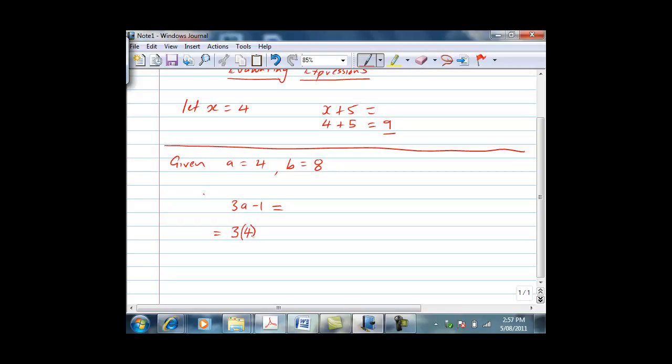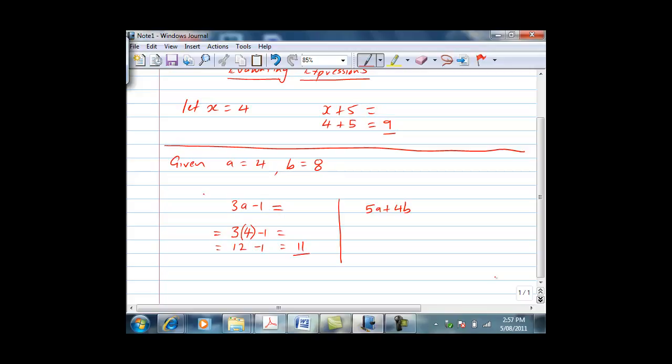So the bracket tells us that there is a multiplication between the 3 and the 4. And if you're following BODMAS, we do the multiplication first. 3 times 4 is 12, and then we take away 1. 12 minus 1 is 11.